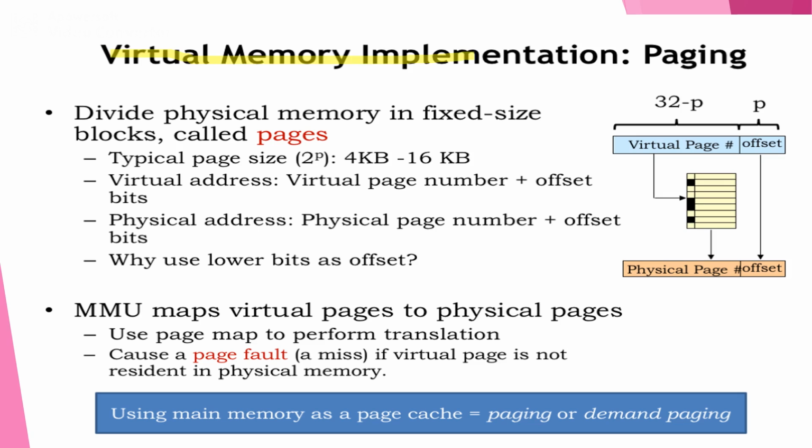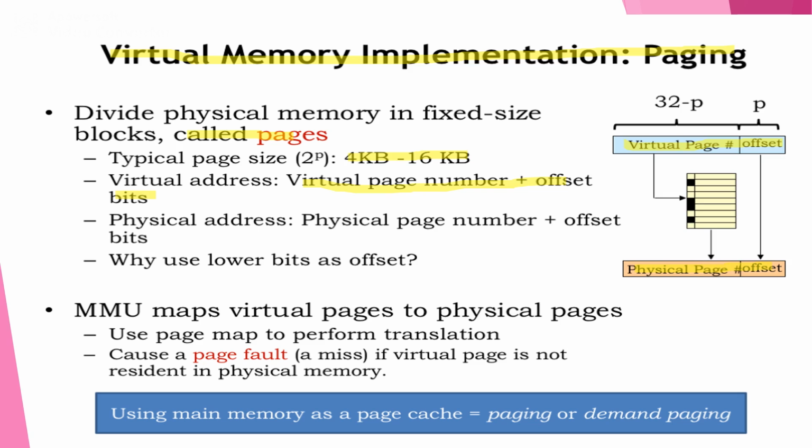Virtual memory implementation using paging. In the case of virtual memory, the entire physical memory can be divided into individual blocks called pages. The typical size of individual pages may vary from 4 KB to 16 KB. The virtual address is a combination of virtual page number followed by offset value. Similarly, physical address is nothing but physical page number plus offset value.